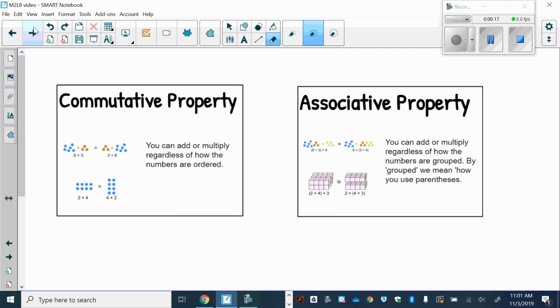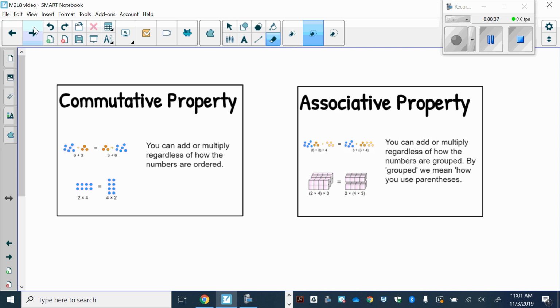So what are those properties? The ones we're dealing with today: commutative property means that you can add or multiply in any order. 6 plus 3 is the same as 3 plus 6. They both give you 9. 2 times 4 is the same as 4 times 2. They both give you 8.